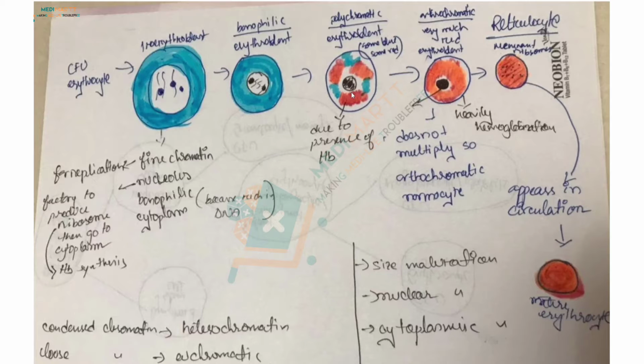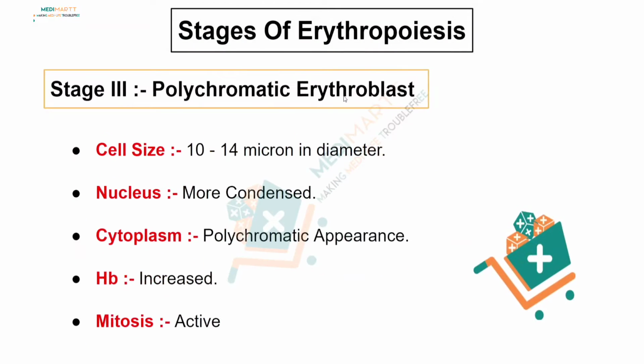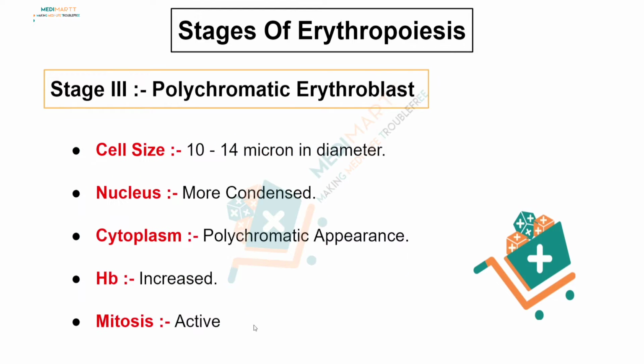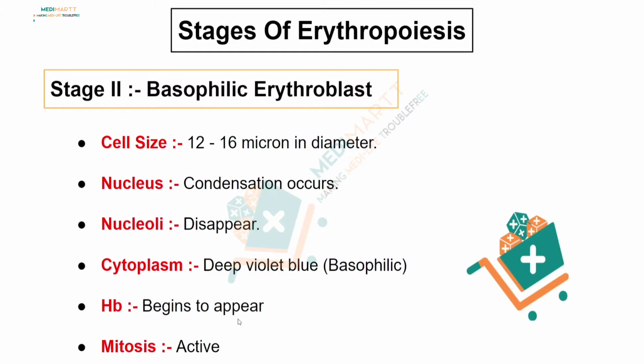In this third circle, the cytoplasm is polychromatic in appearance, and hemoglobin is increased, because in our previous stage hemoglobin begins to appear. So in this stage hemoglobin is increasing slowly. Hemoglobin is increased, and mitosis is again active, just like in our previous stage.